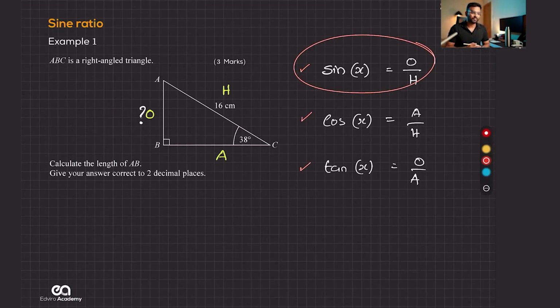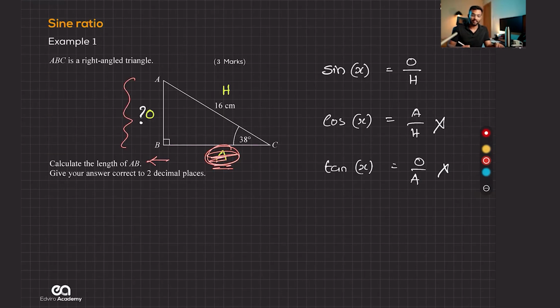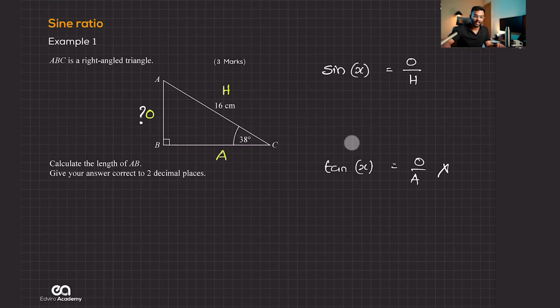Do you know why? Why are we not picking the other two? Is A involved in this question somehow? Exactly. In this question, A is not involved. The question is asking you to find AB. AB is that length. So it's only O and H that are involved, and we don't need the rest. Is that okay? That's how you will choose one.